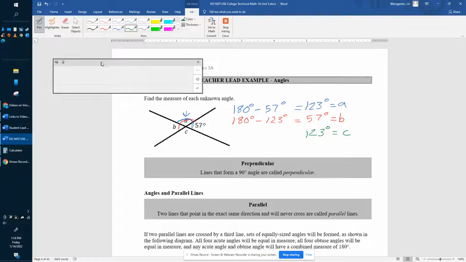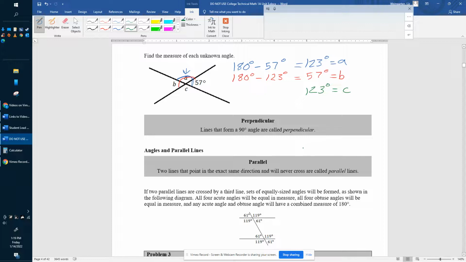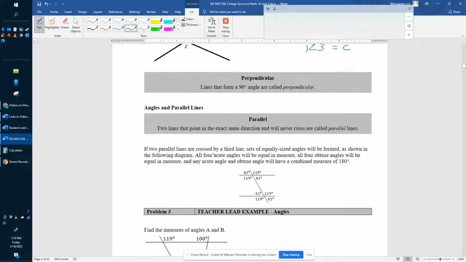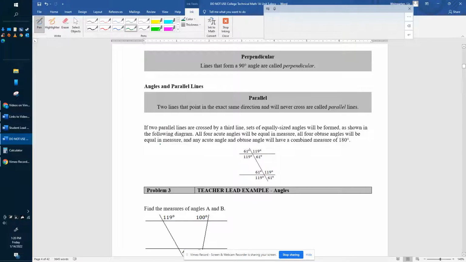Now we talked about parallel and perpendicular lines, but just as a reminder, perpendicular lines form a 90-degree angle. Parallel lines have the same slope and they never meet. So another property that I want to show you of angles here is when we have two parallel lines that are cut by what is called a transversal. This line that's not parallel, that's intersecting both lines, is called a transversal.